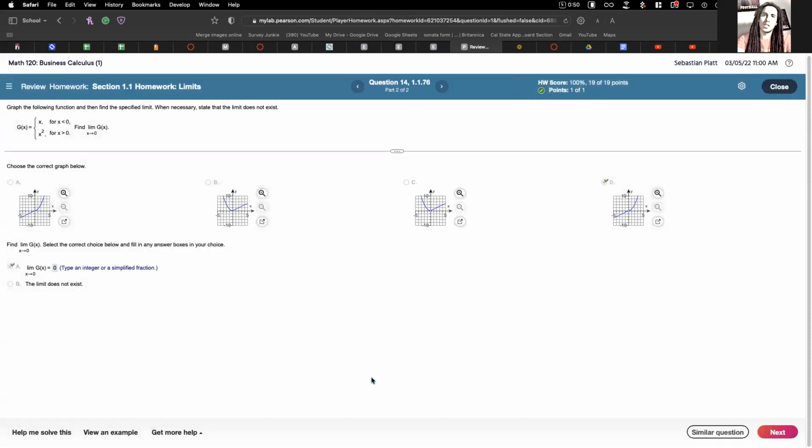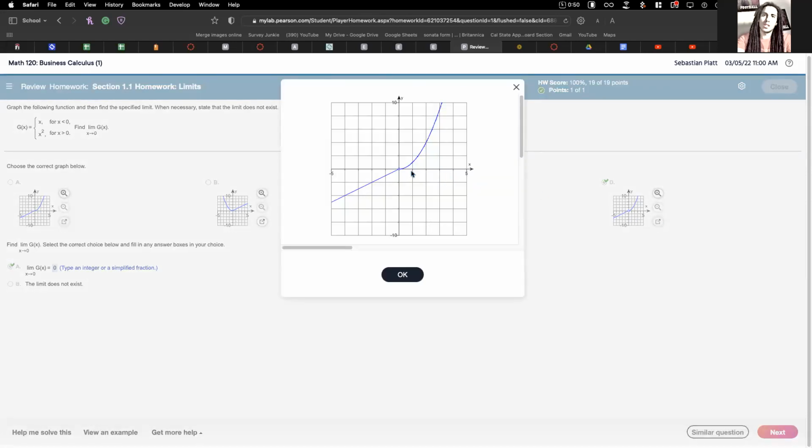With that in mind, what is the limit as x approaches 0? The answer is going to be 0, because when you plug in 0 into both equations, you get 0 out of that. And according to the graph in the first part, when x is 0, y is 0, and both of these points meet dead center in the middle, so therefore the limit is going to be 0.